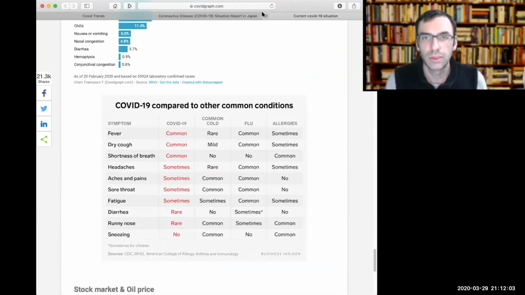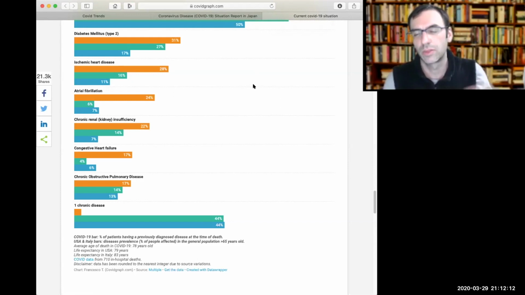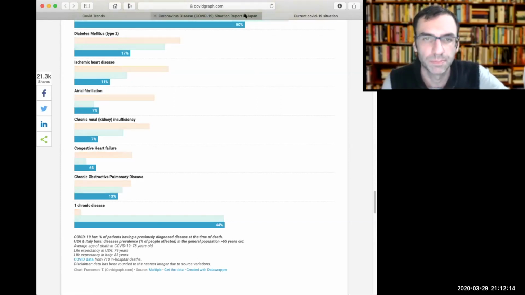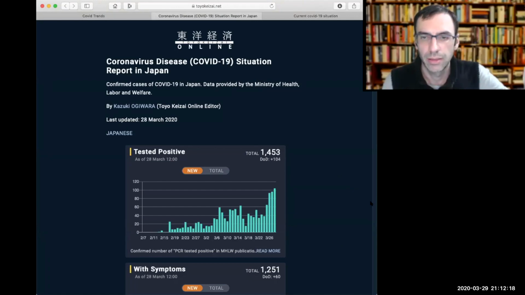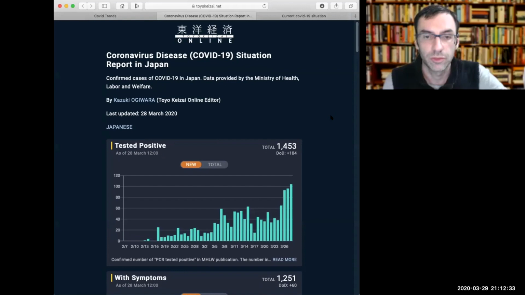So that's one of the important sets of data I wanted to show, just to give you an overview of what's actually happening in the world. So let's look at Japan. Now, I really like this site, and we'll look at one column at a time here. This is toyokeizai.net. This is a really good site for looking at Japan-specific trends and specific information.